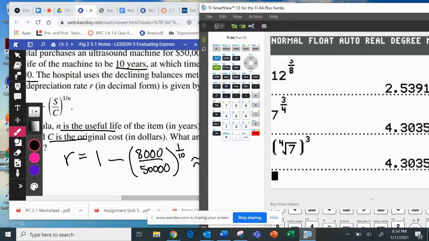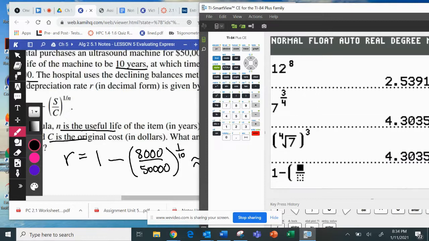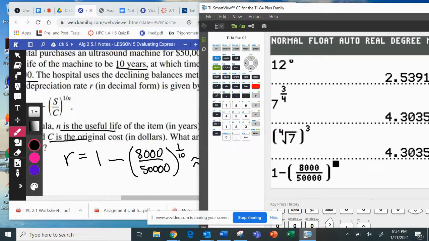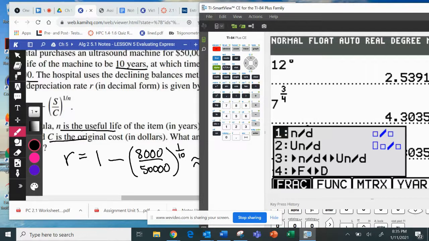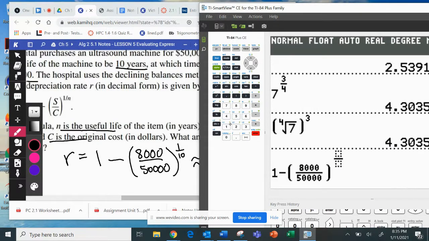All right. So 1 minus, now I'm going to do a parenthesis, alpha y equals enter. So I have a fraction. You can also just use division. 8,000 over 50,000, parenthesis. And I'm going to do a caret. Alpha y equals enter. 1 over 10.